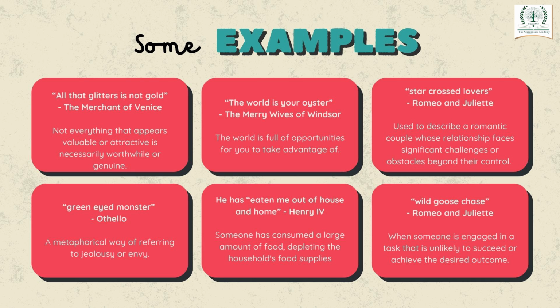Star-crossed lovers, Romeo and Juliet. Used to describe a romantic couple whose relationship faced significant challenges or obstacles beyond their control. Green-eyed monster, Othello. A metaphorical way of referring to jealousy or envy. He has eaten me out of house and home, Henry IV. Someone has consumed a large amount of food, depleting the household's food supplies. Wild goose chase, Romeo and Juliet. When someone is engaged in a task that is unlikely to succeed or achieve the desired outcome.